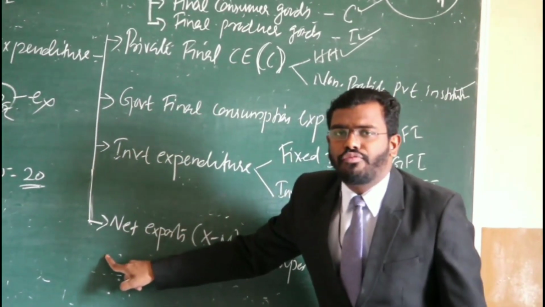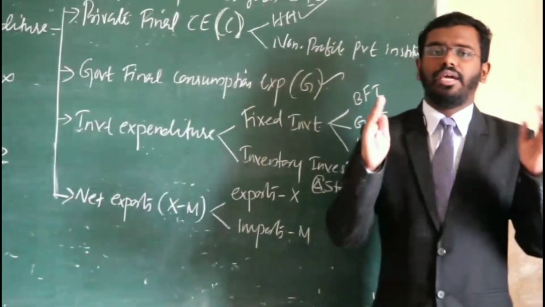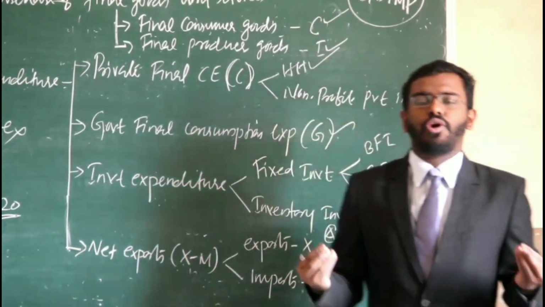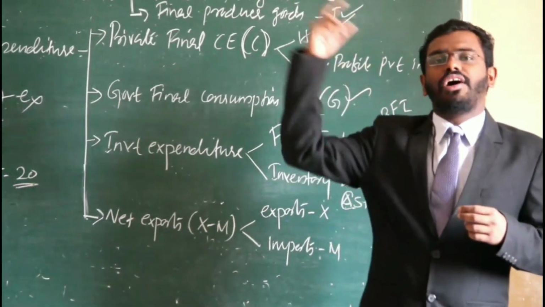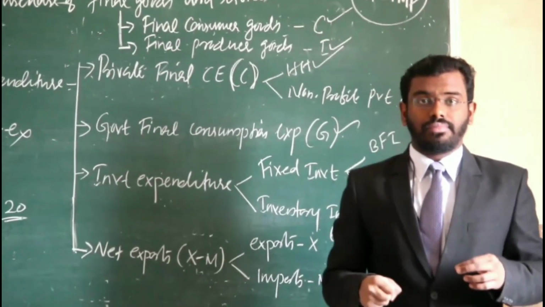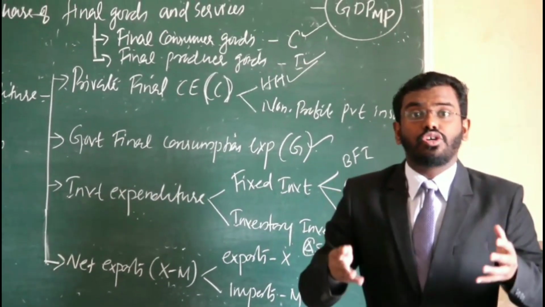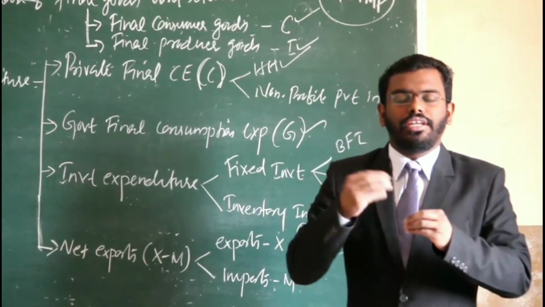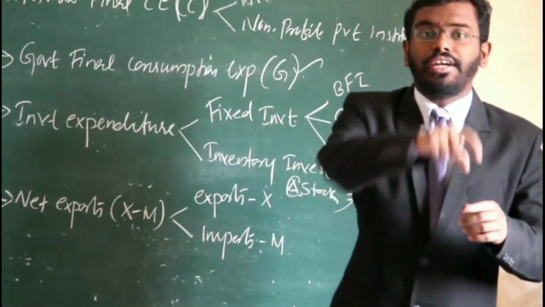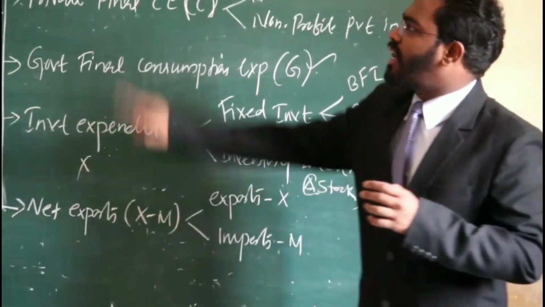And fourth category of final expenditure, that is net export. Net export means difference between export and import. What is the meaning of export? Export means we are selling our commodity to a foreign country. That means foreigners are demanding our commodity. It is an expenditure made by foreigners on domestically produced commodity. So it is also included in our GDP, because foreigners are demanding domestically produced commodity. So we need to add export along with our expenditure.